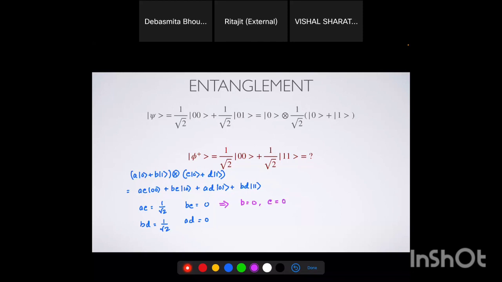Now, if B is equal to 0, that means BD is equal to 0. But we have already said that BD should be 1 over square root 2. So maybe C is equal to 0, B is not. But if C is equal to 0, that means AC is equal to 0. But we have already said that AC should be 1 over root 2. So yes, we cannot factorize a state here, but we have a valid 2-qubit state of this form, which we cannot factorize and write as a tensor product of the two states.